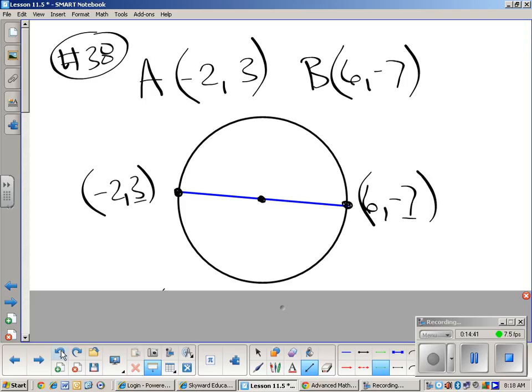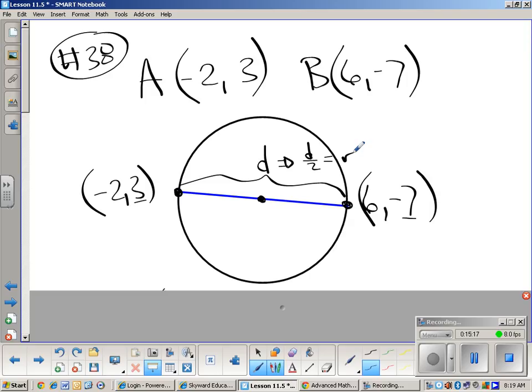Half the diameter. So you're saying I could find this distance and divide it in half to get the radius. Is that what you're saying? So can't you just find the difference between negative 2 and 6? Let's say that again. Like the difference between negative 2 and 6, so that would be 8.